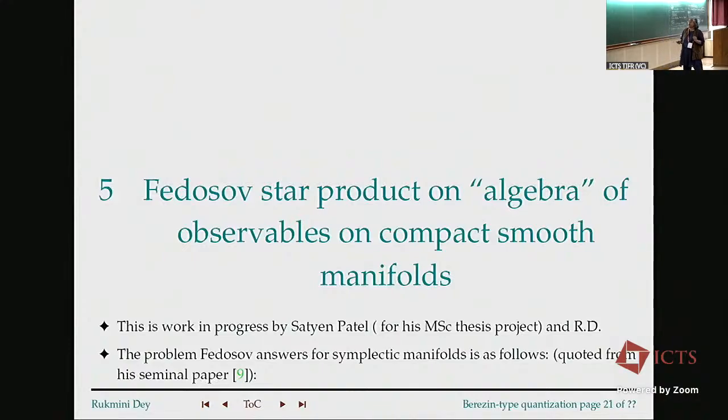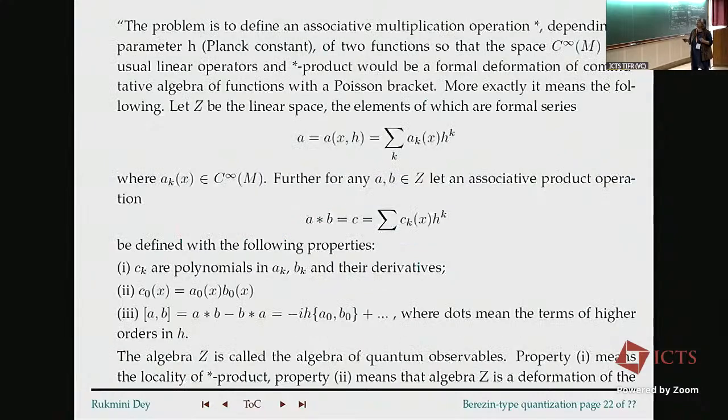So the problem Fedosov answers for symplectic manifolds is as follows. I've quoted from his paper. The problem is to define an associative multiplicative operator, which is called the star operator, depending on a parameter h, Planck's constant, of two functions, so that the space C infinity M with usual linear operators and star product would be a formal deformation of the commutative algebra of functions with a Poisson bracket. More exactly, it means the following.